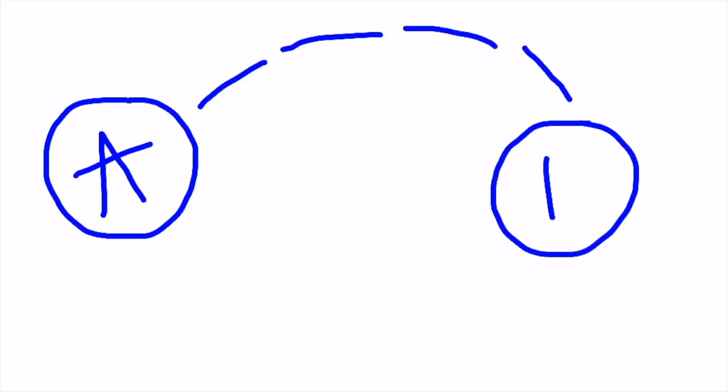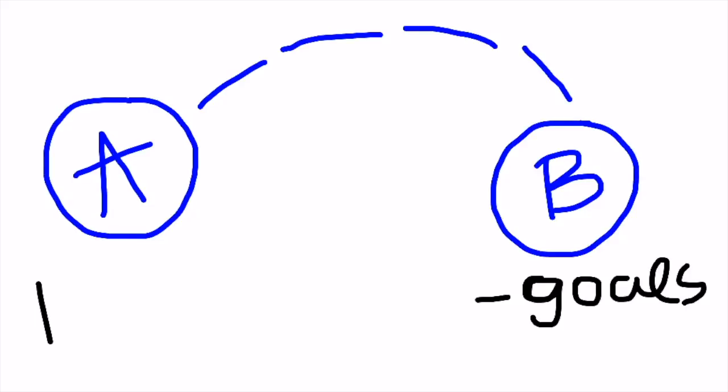So the first thing we need to think about is that I have a point A, right? And I want to get to point B. But what about this in between? Well, we have point B and that's our goals. And then we have point A, which is our purpose.